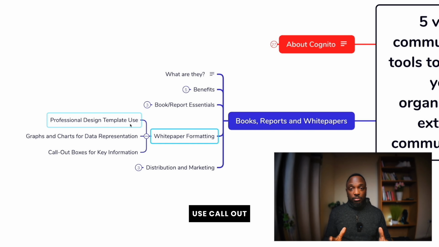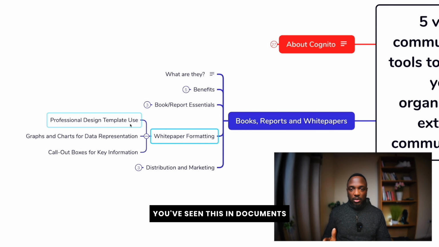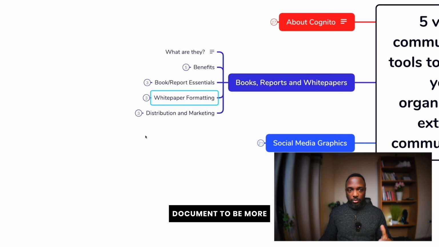And you can use call out boxes for key information. You've seen this in documents and reports where you have the main paragraph, but then you also have a call out, because you're trying to highlight some important information. This helps your document to be more visually appealing.